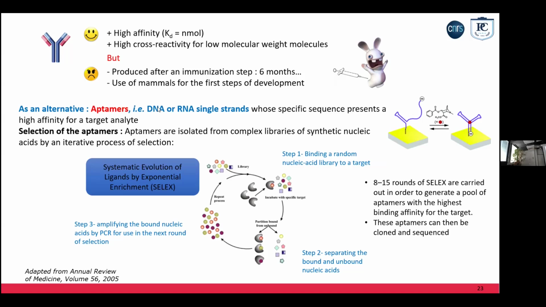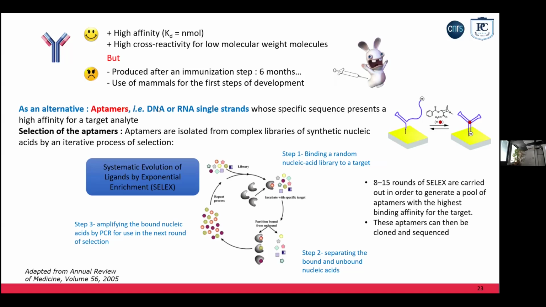And you can test if this sequence has an affinity for another target that is very close in terms of structure, as an example for cocaine. Cocaine has a metabolite, benzoylecgonine. But cocaine is found in serum, benzoylecgonine is found in urine. If you want something specific to cocaine, if you don't want to recognize benzoylecgonine, you take your three sequences and you pass them through the benzoylecgonine molecule. And we keep the sequence that does not recognize it. So you can select exactly the affinity that you want using a panel.